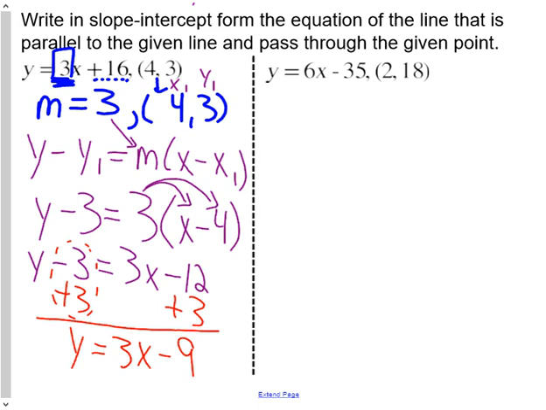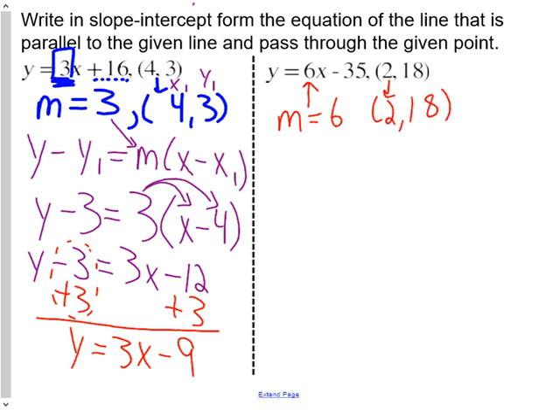Next one, we've got y equals 6x minus 35. Again, this is the line we are parallel to. And then we're going to go through the point (2, 18), a larger point here. So again, every time we just want this m value. So I already have m equals 6. We're going to match. And now we're going through this point (2, 18).